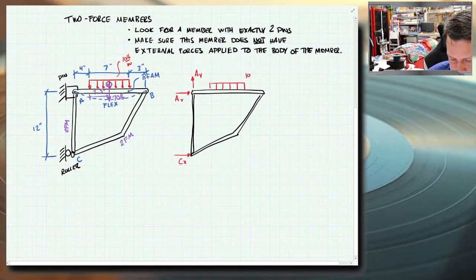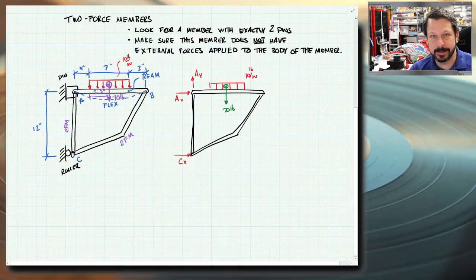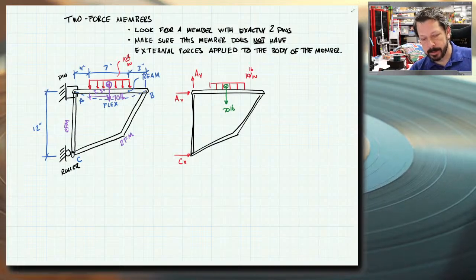And then we've got the 10 pounds per inch, which we lumped into, I'll just put it as green, 70 pounds total lumped load. I'm doing it in a different color to remind myself that it's not a separate load. Like I don't have the 10 pounds per inch distributed and a 70 pound load. The 70 pounds is the lumped concentrated version of the 10 pound per inch distributed load.